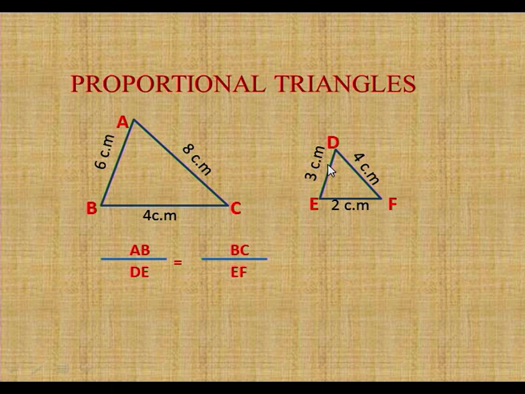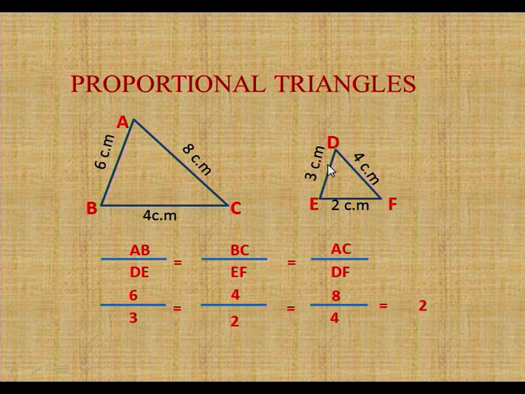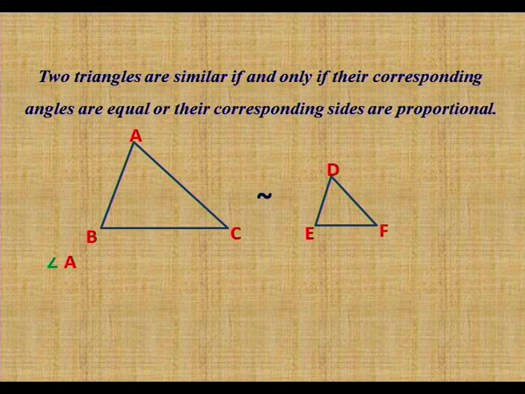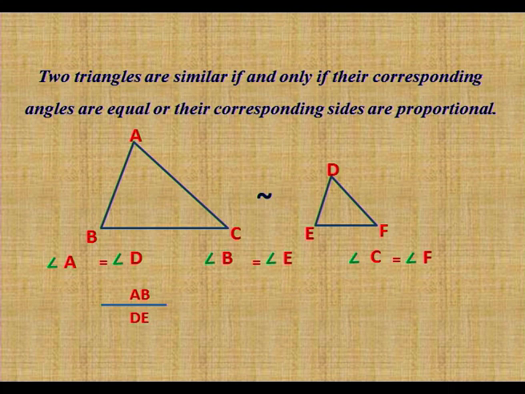See, my dear children, on the screen, AB by DE equals BC by EF equals AC by DF, that is 6 by 3, 4 by 2 and 8 by 4, all are equal to 2. Therefore, they are said to be proportional triangles. Angle A equals angle D, angle B equals angle E, angle C equals angle F. Next, AB by DE equals BC by EF equals AC by DF. Most certainly, we should write these two steps as soon as we are given that two triangles are similar.